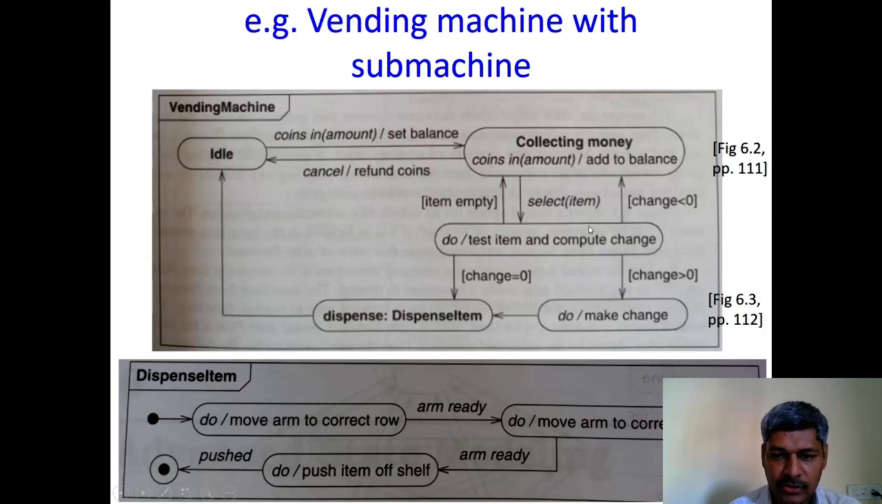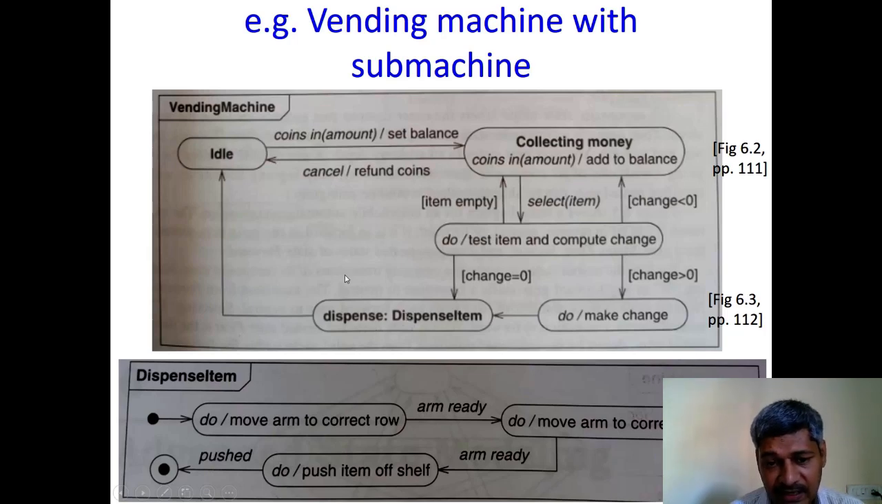Okay, so earlier, even from this state, if the change is 0 also, you will come to the dispense item state. That means you give the item to that person. So the dispense state is that particular state where you are returning the item to the user, and you will move back to the idle state.